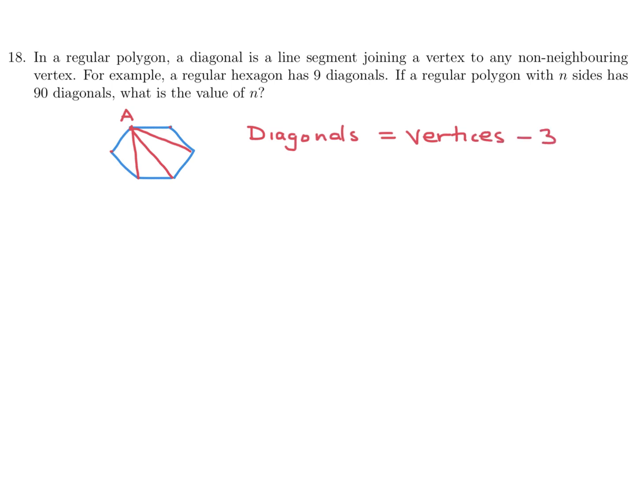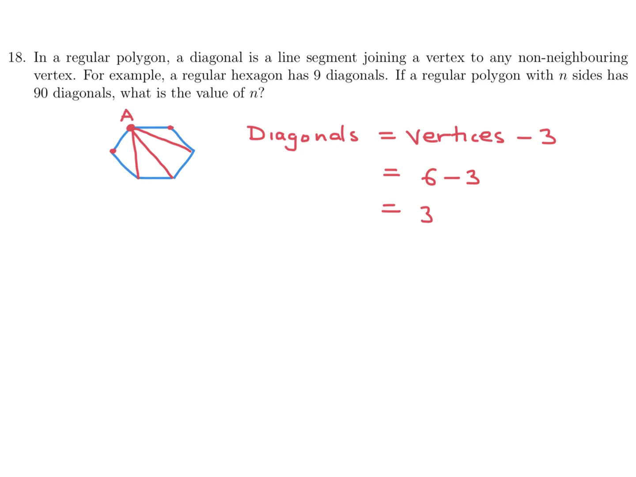Because this is the original vertex, and then you cannot draw a diagonal to its 2 neighbors. So those 3 is why it's minus 3. But you can draw a diagonal to any of the others. So for example, for this one, the number of vertices total was 6, right? So the number of diagonals would be 6 minus 3, which is 3, which is exactly the number of diagonals I just drew.